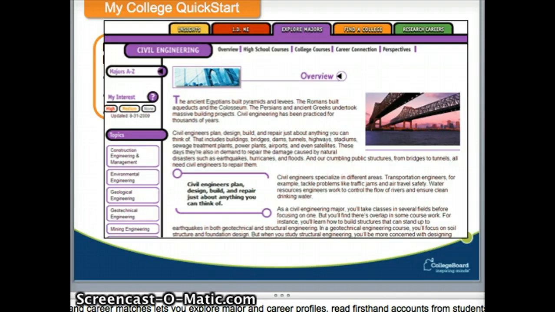My Major and Career Matches lets students explore major and career profiles, read first-hand accounts from students and professionals, and learn about required skills and academic preparation needed.